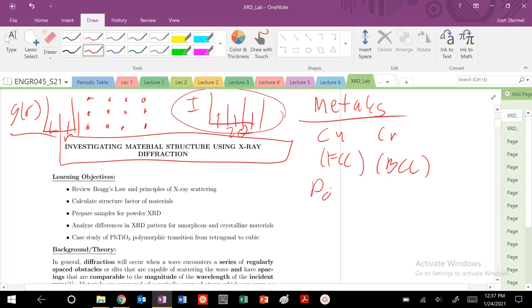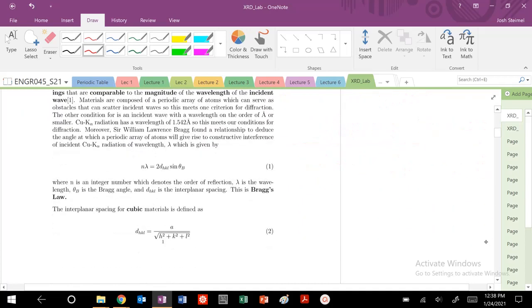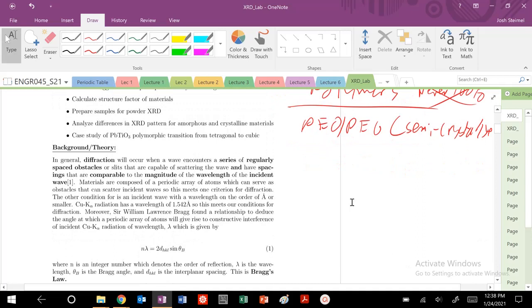Then we're going to get into polymers. Now, polymers are basically semi-crystalline materials, or they can be amorphous materials. The main thing is that they're never 100% crystalline. So no polymer is ever 100% crystalline. We are going to look at polyethylene oxide, or PEG, polyethylene glycol. This is a semi-crystalline polymer. That would be different from PMMA, which is a fully amorphous polymer.